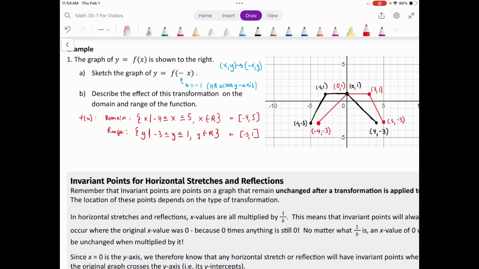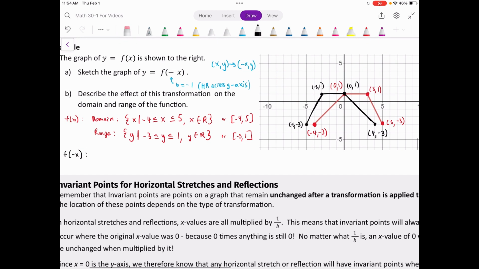Now, what about our transformed function, f of negative x, the new domain after doing this reflection? Well, now the lowest x ever gets is negative 5, on our transformed function. The highest it ever gets is positive 4.